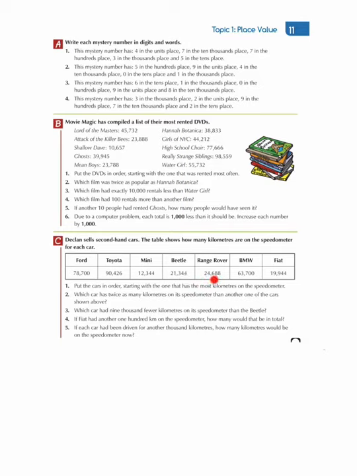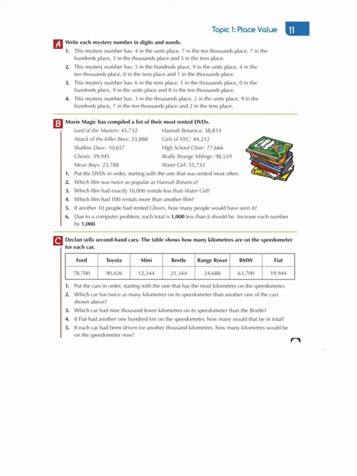Again, our Range Rover here, we're looking for something that has 12,000. Our Mini has. And just to be sure, it's exactly double, so it's 24,688, and that is exactly twice as many kilometres on a speedometer than the Mini. So the Range Rover is your answer there. It has twice as many kilometres on its speedometer than the Mini.